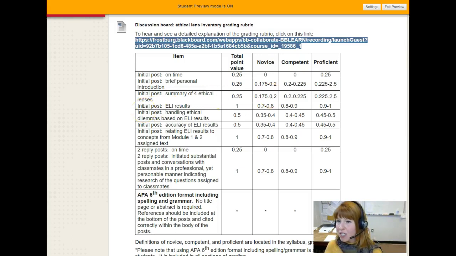The next element in your initial post is your personal ethical lens inventory results. This is worth 1 point. So you can see that these first 3 elements combined are only worth 0.75 points. All of a sudden, we're jumping here to 1 whole point. That tells you as the student that this is important to me. This is a very important element of this assignment. And when things are weighted more heavily as far as their points are concerned, maybe you ought to invest a little bit more time in those parts of the assignment.